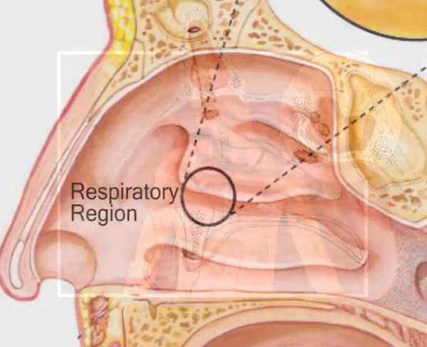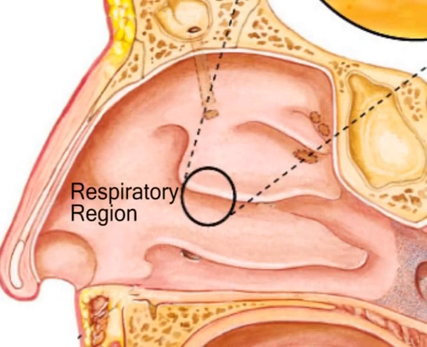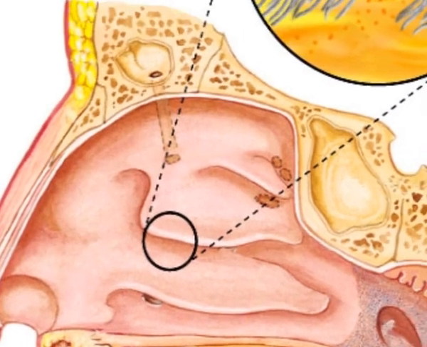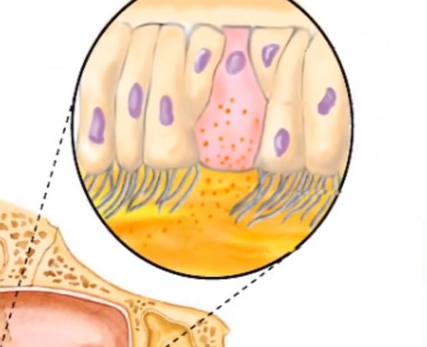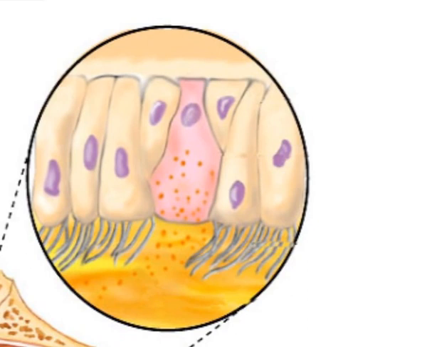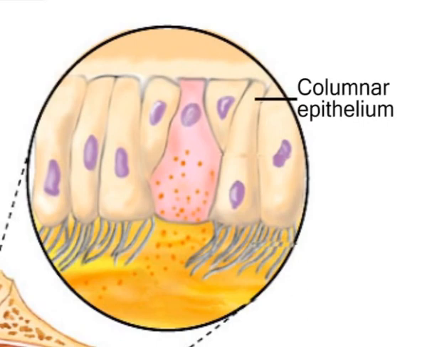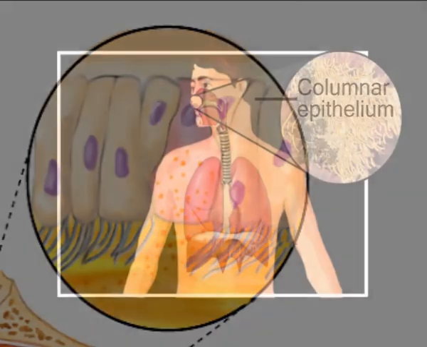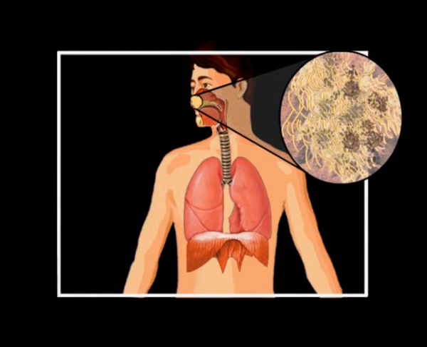Respiratory region. It is the middle region of the nasal chamber. It is lined with respiratory epithelium. This is ciliated, pseudo-stratified, columnar epithelium rich in gland cells. The respiratory region acts as an air conditioning and filter unit in breathing.